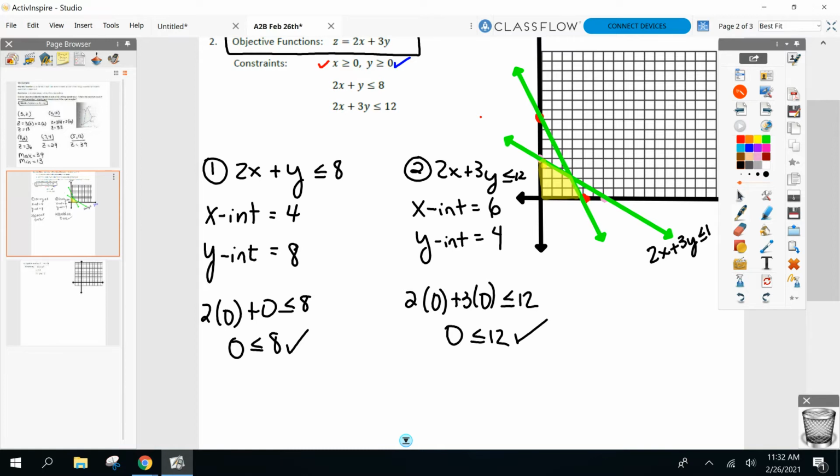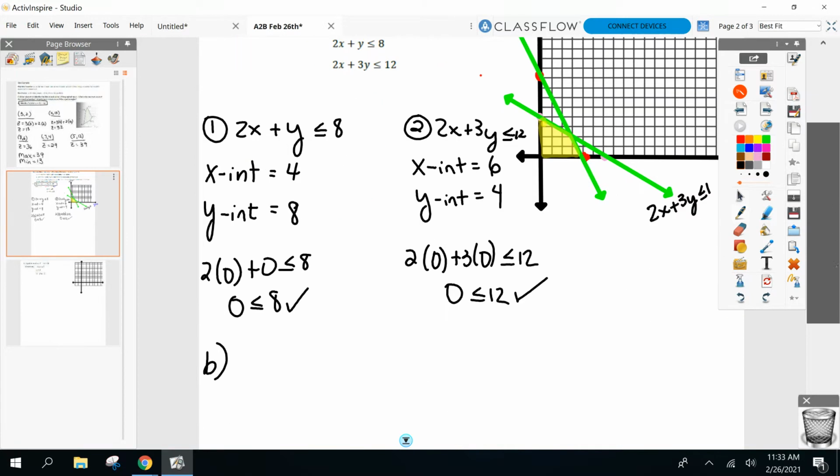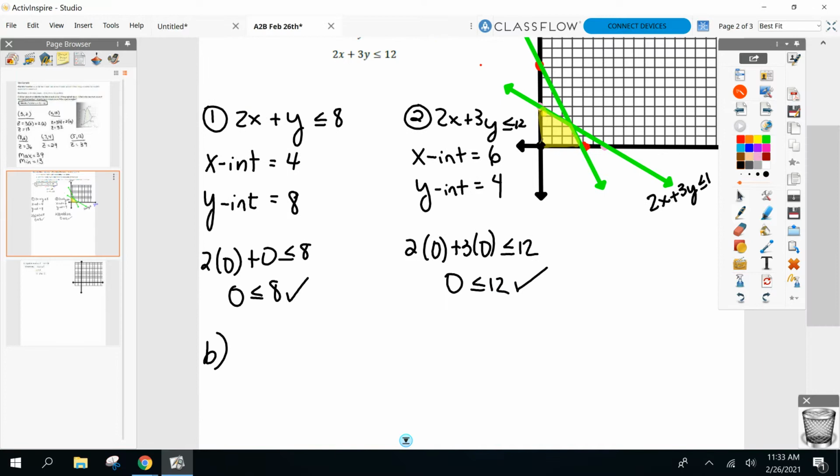All right, now I'm going to take the points from the figure. This is part B now. Part B asked me, find the value of the objective function at each corner of this shaded region. So you guys should have 4 points right now: 1 here, 2, 3 where the lines intersect, and 4 right here. Those are the 4 corners of that shaded region. Just like we did in problem 1, we're going to plug them into the objective function and see what gives us our max.